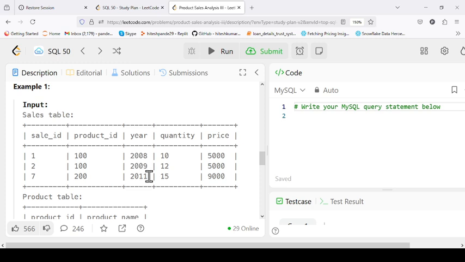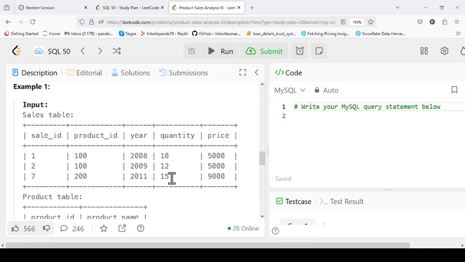For the second sales ID, they again purchased the same product, 100, but in year 2009. They purchased 12 quantity, and the price per unit is 5000. The third sales ID is 7. They purchased another product whose product ID is 200, in year 2011. They purchased 15 quantity, and the price per unit is 9000.